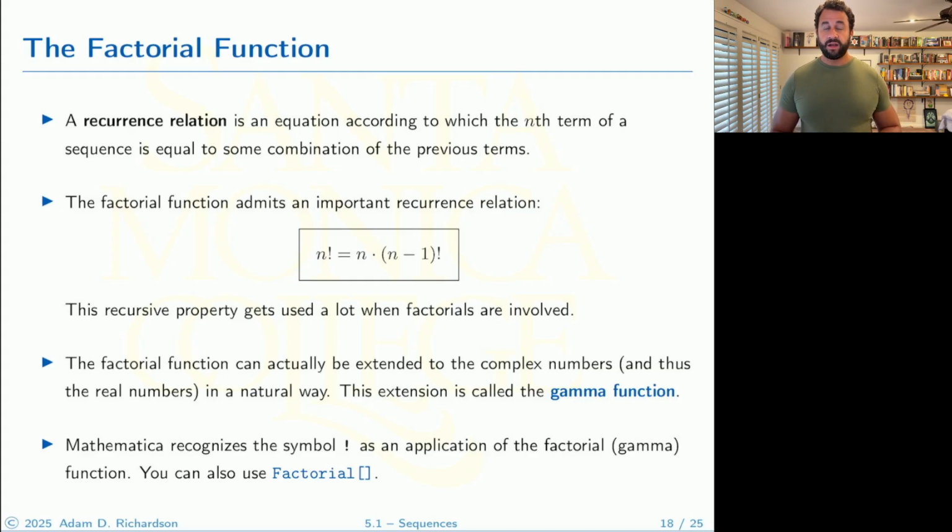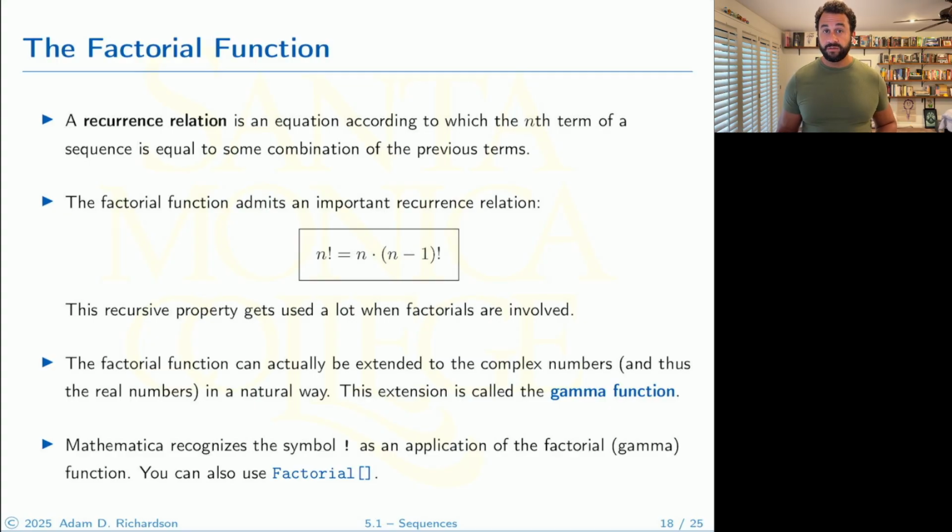All right, so another cool thing about the factorial function is it admits a very important recurrence relation. So let me start by defining that. What is a recurrence relation? It's basically an equation according to which the nth term of a sequence is equal to some combination of the previous terms. In other words, to get the next term, you combine some of the previous terms in some way, and that way is given by some equation where you're like, oh, okay, to get the next term, do this to the previous terms, and that will give you the next term that follows, okay?